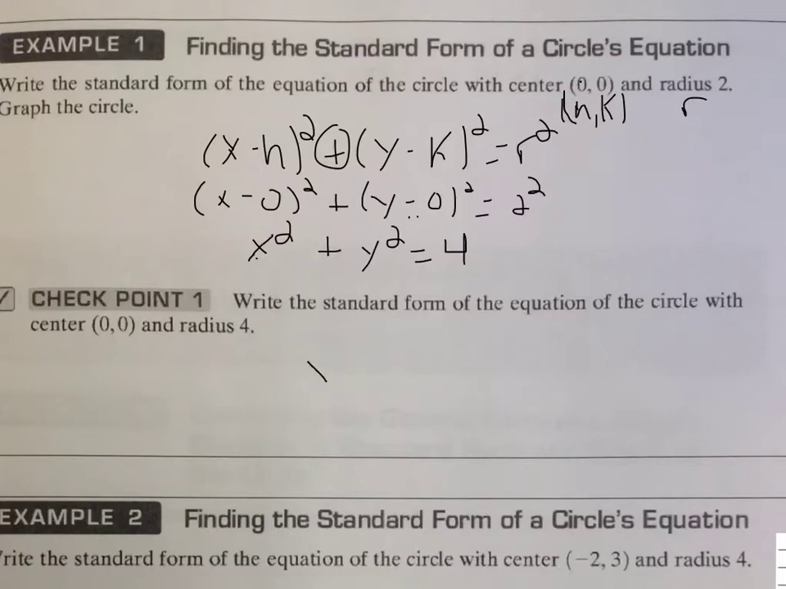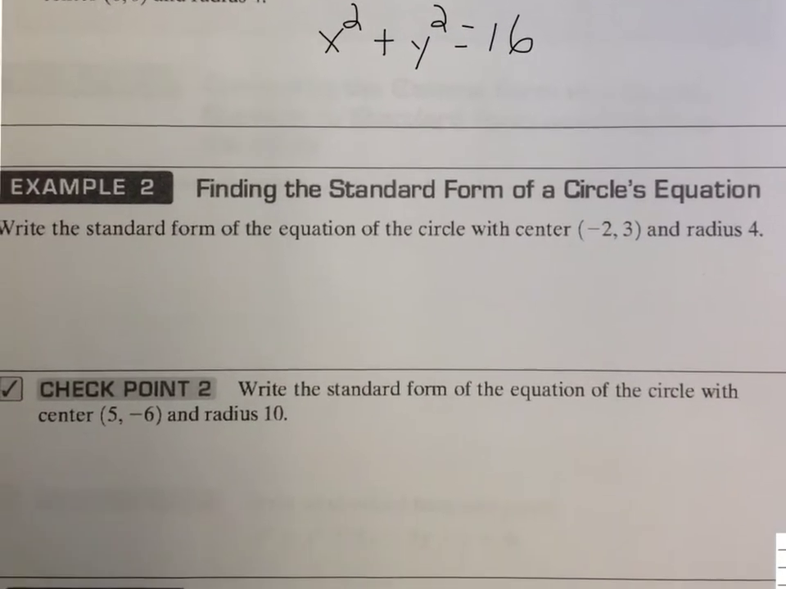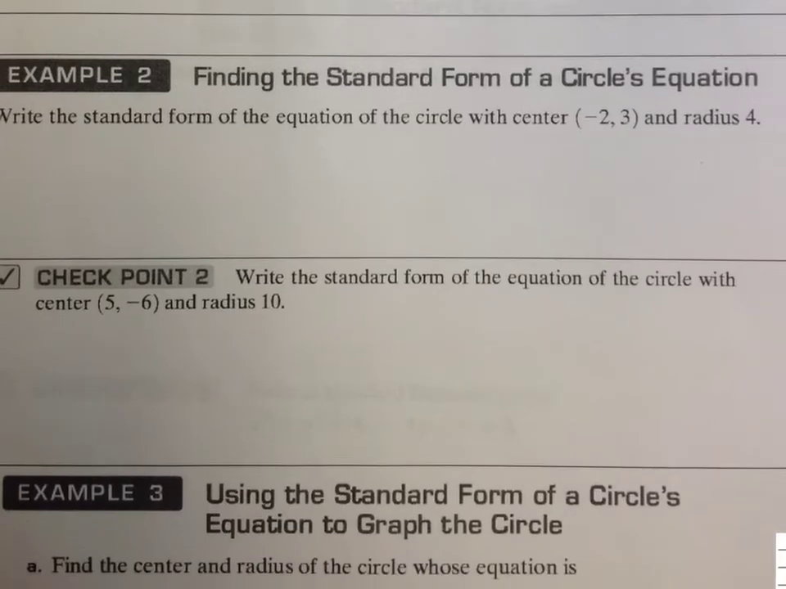Okay, the answer to checkpoint 1 is x squared plus y squared equals 16. Let's do example 2, which gives us different numbers for h and k other than 0, 0. It says write the standard form of the equation of a circle with the center at (-2, 3). So again, this is h and that's k, and a radius of 4. That's r. And so our equation is (x minus h) squared plus (y minus k) squared equals r squared.